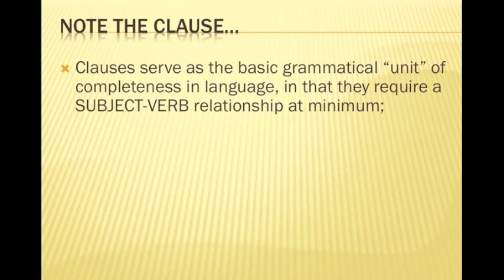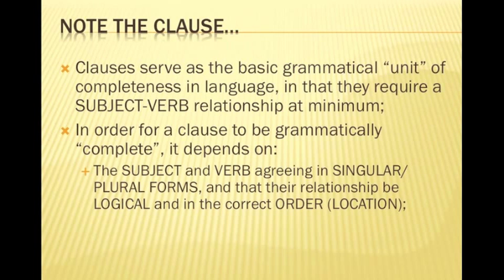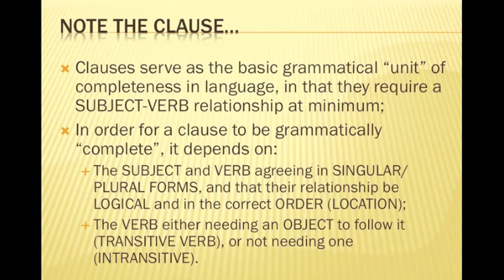Clauses, as we've learned today, kind of serve as what we might call the basic grammatical unit of completeness, in that they require a subject and verb relationship at minimum. So again, this is kind of where we're going to begin when we talk about the unit. So in order for a clause to be grammatically complete, it depends on the subject and verb agreeing in form, singular or plural, and that the relationship be logical and in the correct locations, the correct order. And then we have to remember that in a clause, the verb might need an object. If it does need an object, that's called a transitive verb. If it doesn't need an object, it's intransitive.